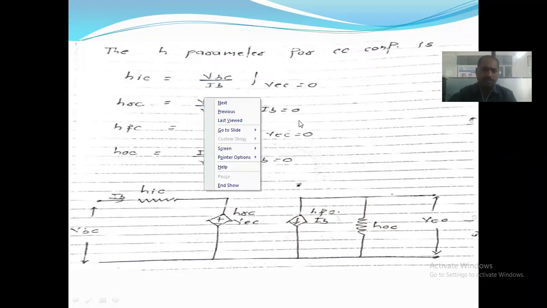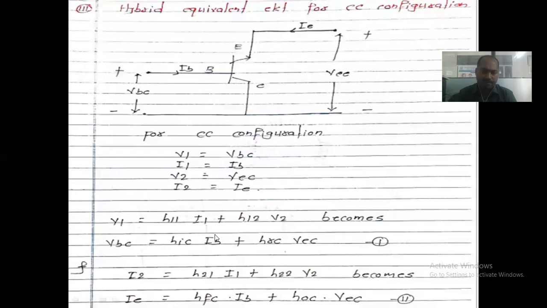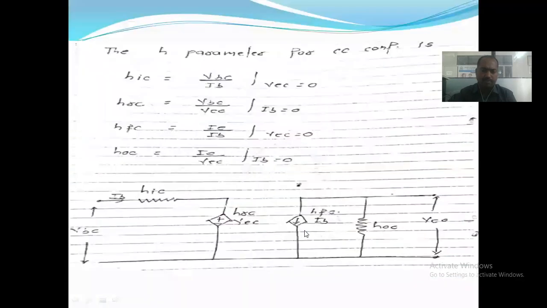Okay. Now to find out the HRC, what we have to do? Making IB equal to 0, the whole thing should be 0. So HRC equals VBC divided by VEC when IB equals 0. See, HRC equals VBC divided by VEC when IB is equal to 0.